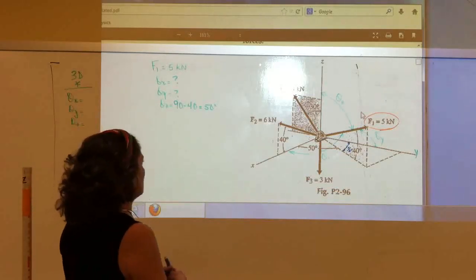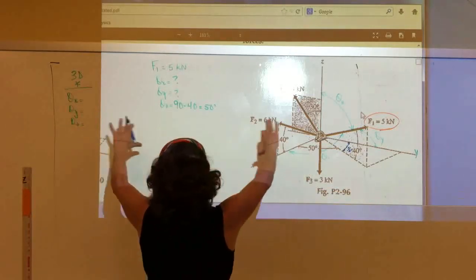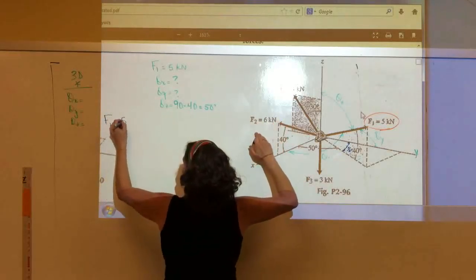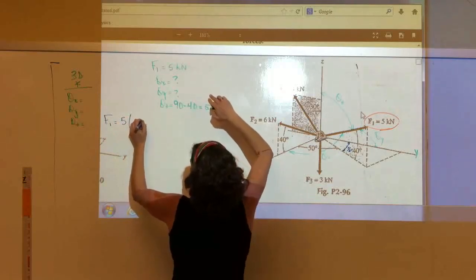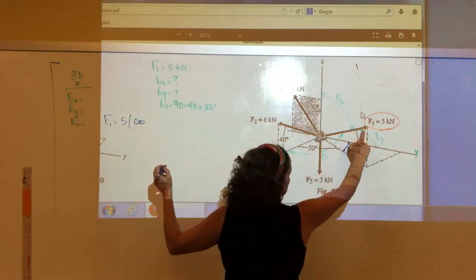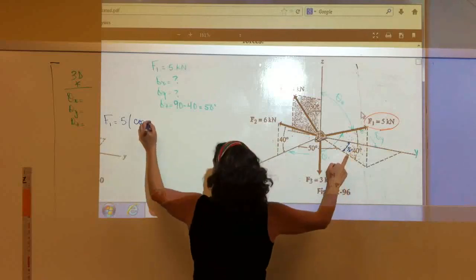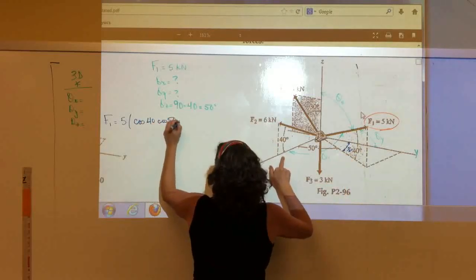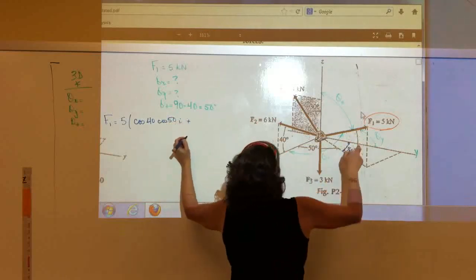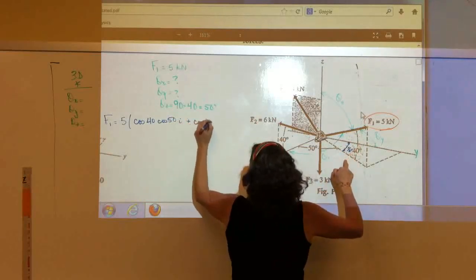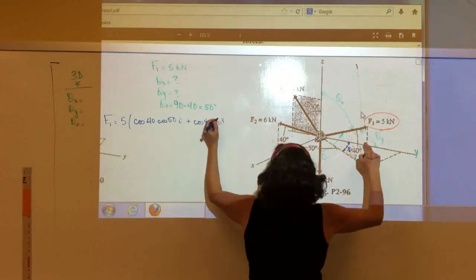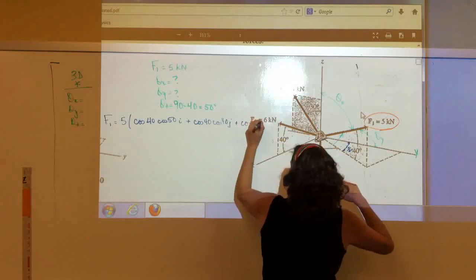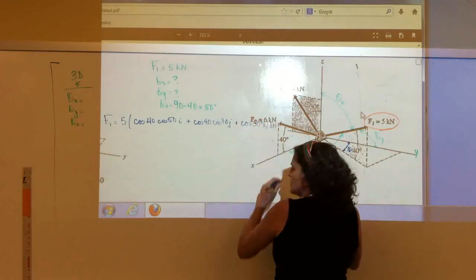So now, let's set up the whole thing step by step. We're finding components. F1 is equal to 5 times cosine of x. In order to find the x component, it's F1 times the cosine of 40 times the cosine of 50 i, plus y: cosine of 40 times the cosine of 40 j, plus the cosine of 50 k kilonewtons.